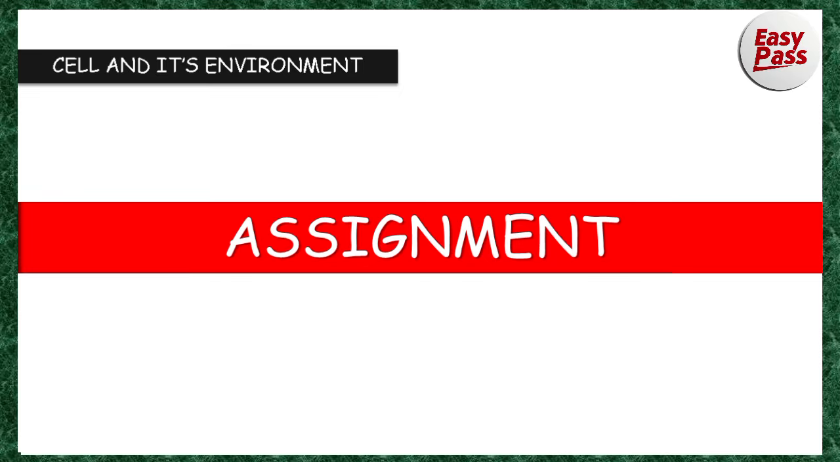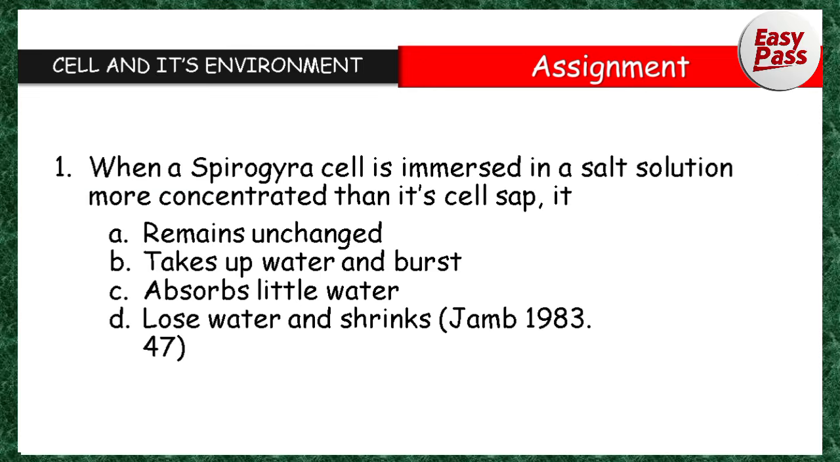An assignment will be given to you, which I expect you to drop the answers in the comment section. The assignment reads thus: when the spirogyra cell is immersed in a salt solution more concentrated than its cell sap, it A. remains unchanged, B. takes up water and bursts, C. absorbs little water, D. loses water and shrivels. JAMB question 1983, question number 47.